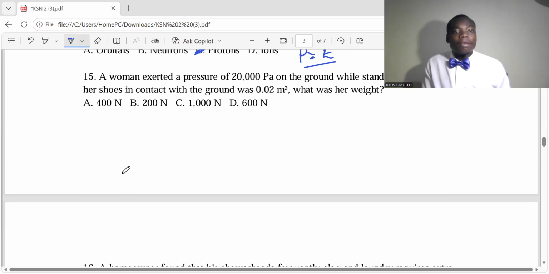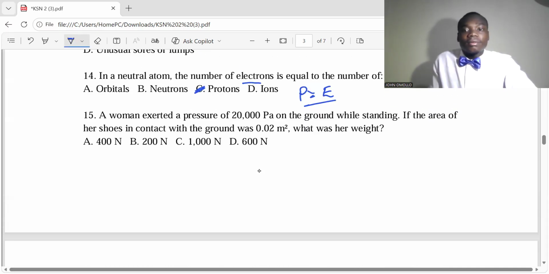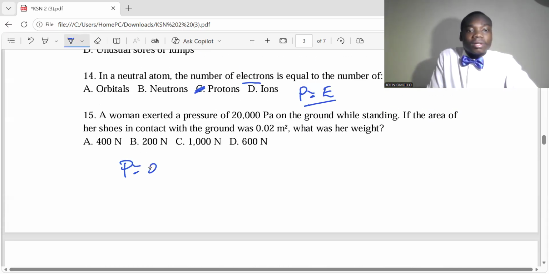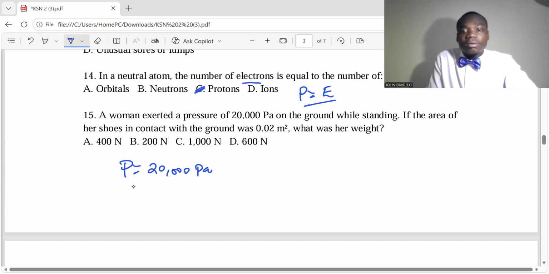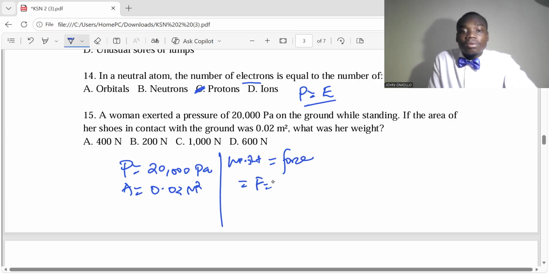Number 15. A woman exerted a pressure of 20,000 Pascal on the ground while standing. So the pressure is 20,000 Pascal. If the area her shoes in contact with the ground was 0.02 meters square, what was her weight? So we are given area to be 0.02 square meter. So what was her weight? Weight, in that case, they're asking us force. And force is equal to what?